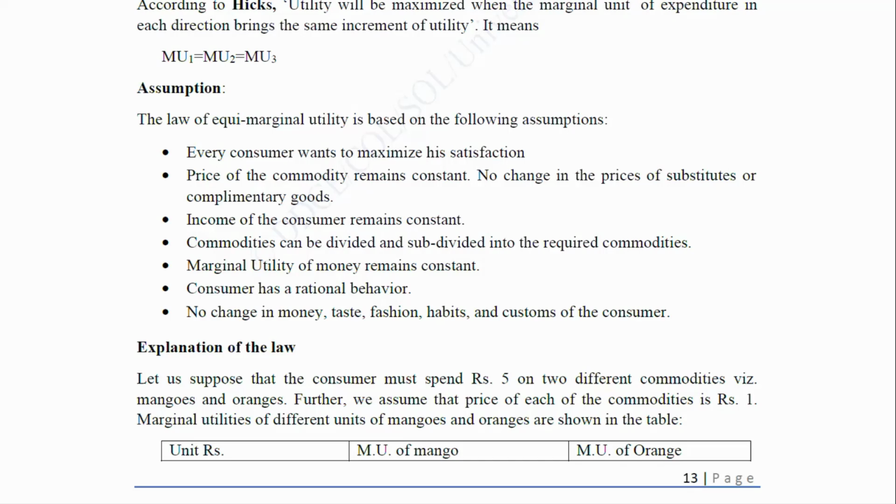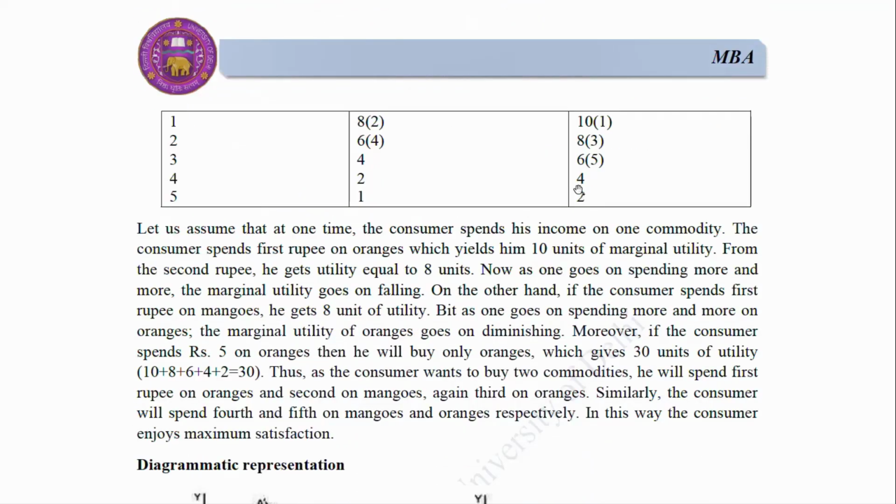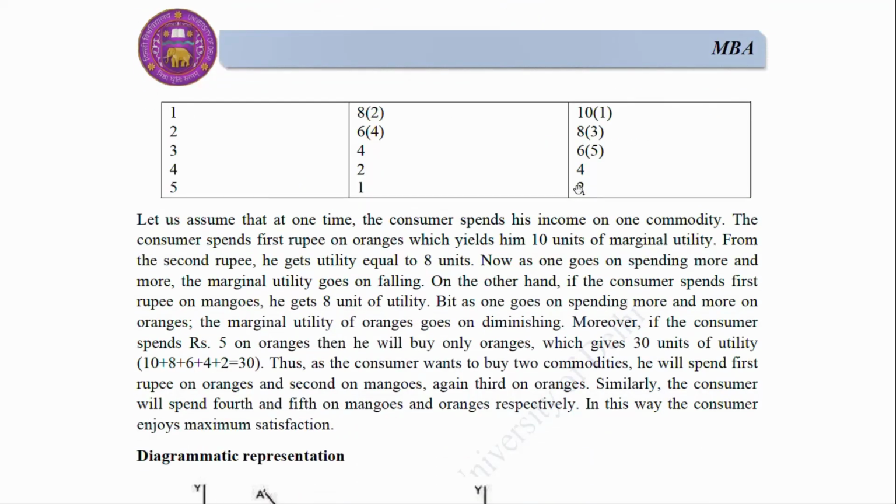Explanation of the law. Let us suppose that the consumer must spend rupees 5 on two different commodities, viz. mangoes and oranges. Further, we assume that the price of each of the commodities is rupee 1. Marginal utilities of different units of mangoes and oranges are shown in the table. Let us assume that at one time the consumer spends his income on one commodity.